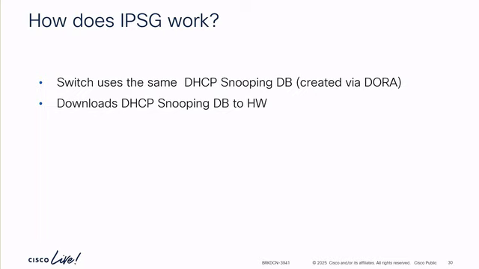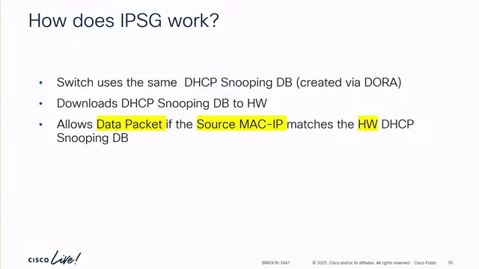Because we said IP source guard is about protecting your data plane packets. So the DHCP snooping DB, which helped you in validating ARPs, was on the control plane. You cannot use the same method for IPSG. You have to download the contents of the same database down to hardware so that the data packets can be matched against that. So it allows the data packet if the contents match the DHCP snooping DB in hardware. That's the most important point about IPSG.